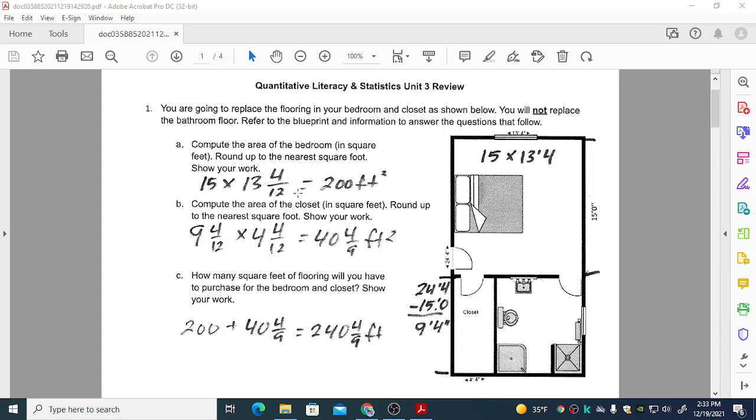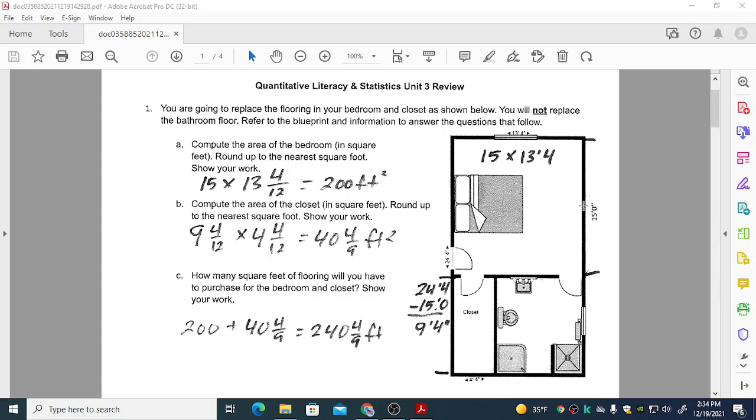When we multiply that in our calculator, we either need to convert both units into inches or make sure that the 4 is not 0.4, it's a fraction of 4/12. Multiply 15 times 13 and 4/12 and get 200 square feet. They don't give you the length of the closet, they just give you this width of 4 feet 4 inches.